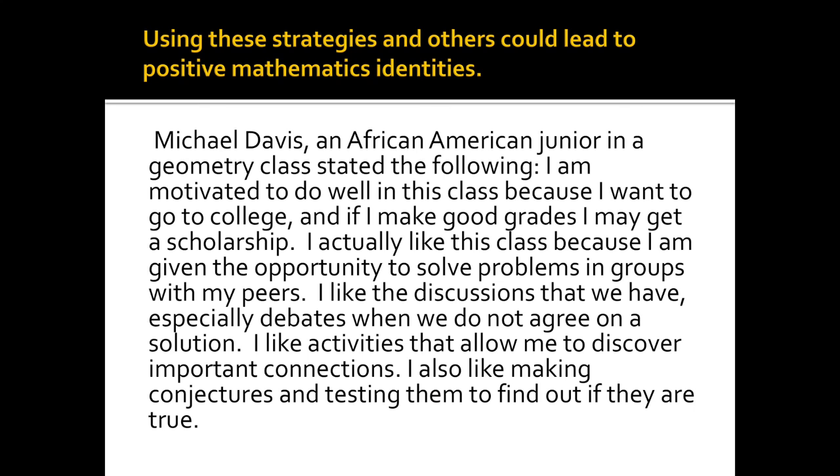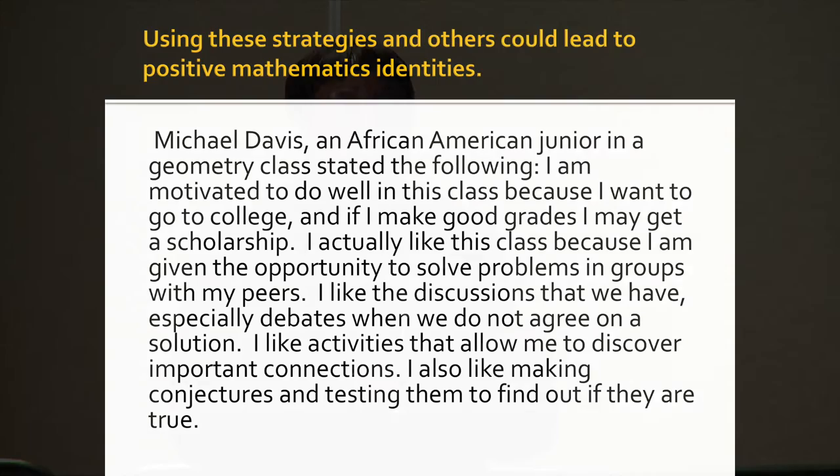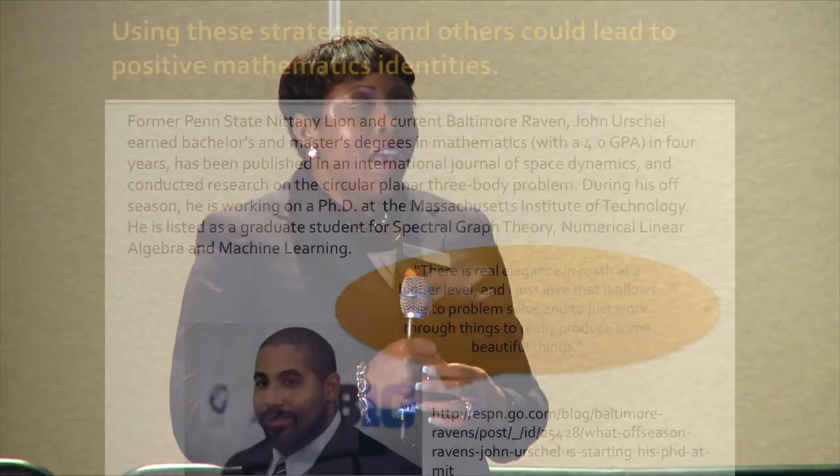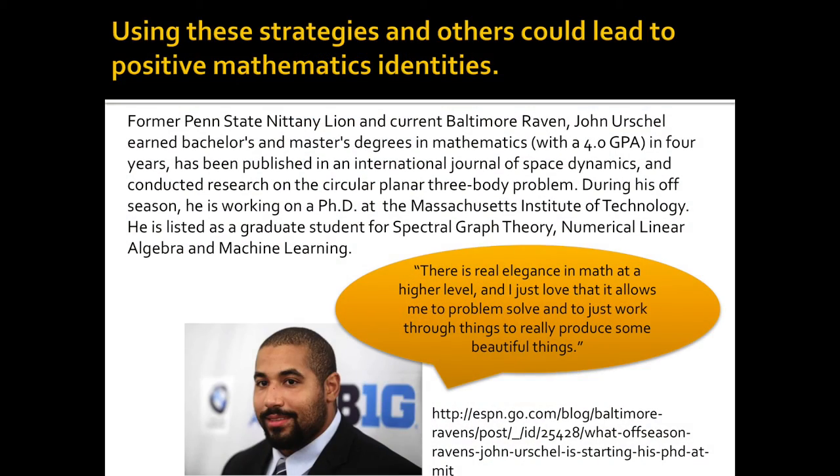Using these strategies and others could lead to positive mathematics identities. This is a student that really loved geometry because he was really engaged in it. He was able to make conjectures and test them out. And then perhaps we will have students who can have many options, like John Urschel. He's a pro football player, and is also working on a PhD in mathematics in his spare time.